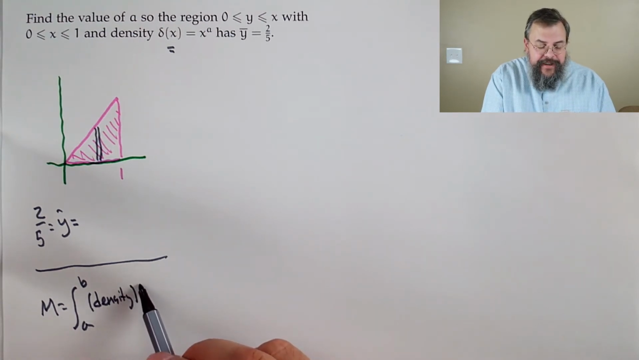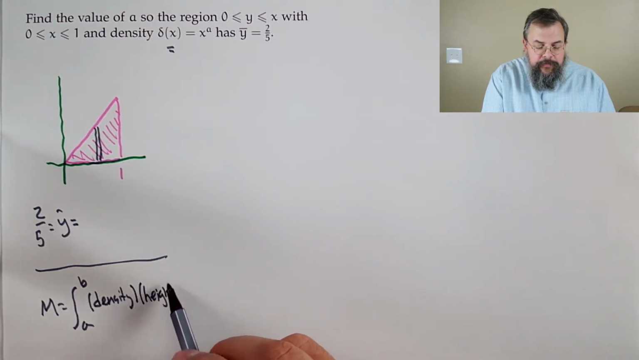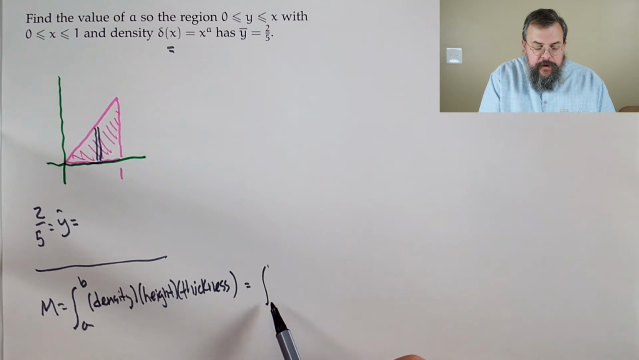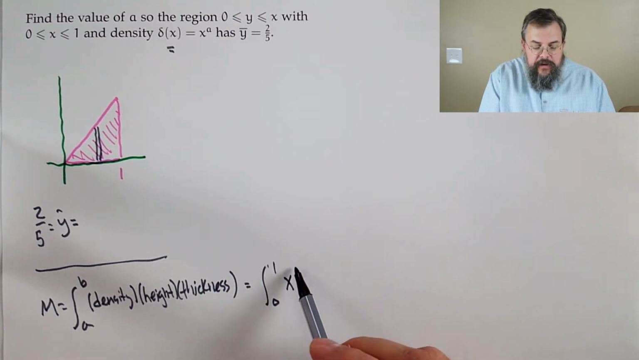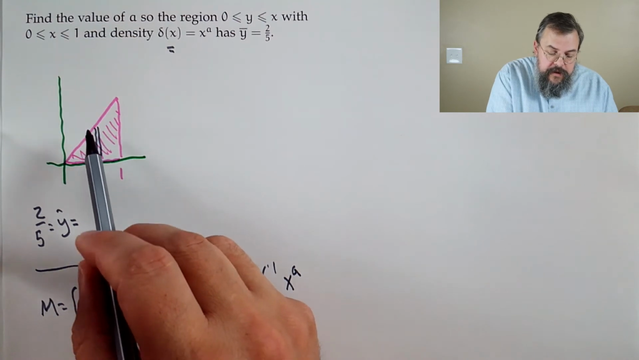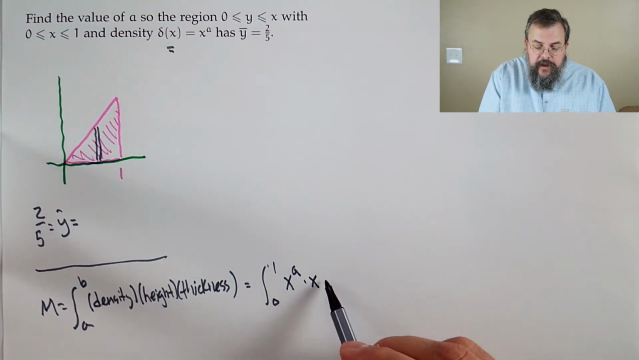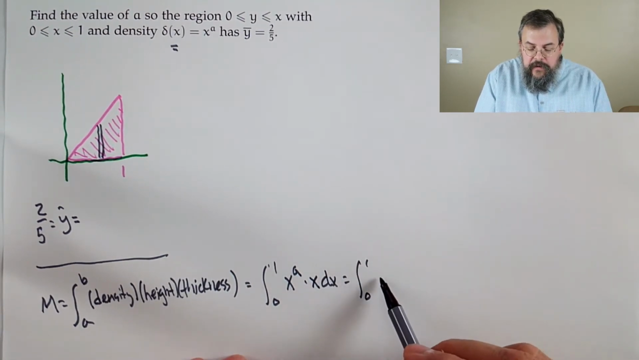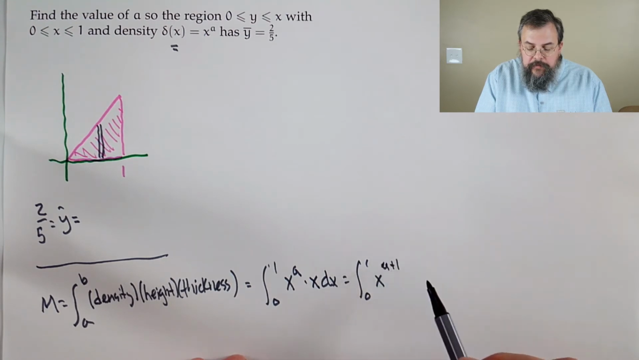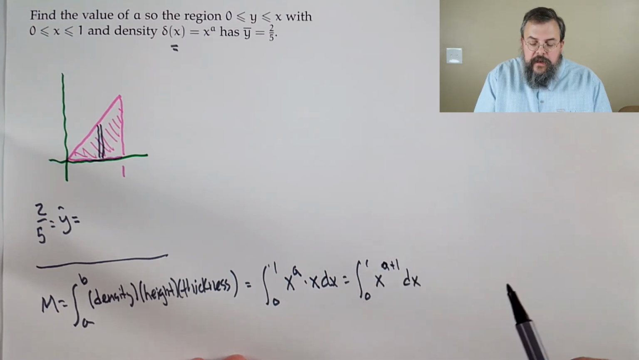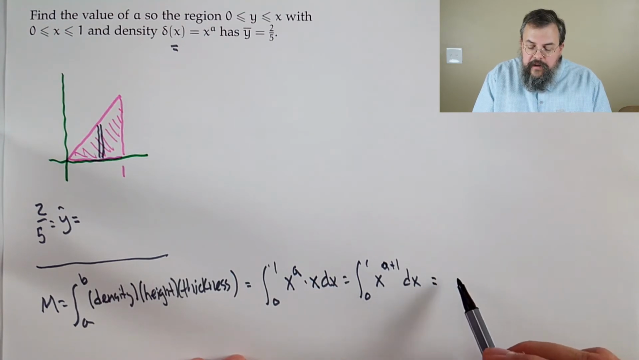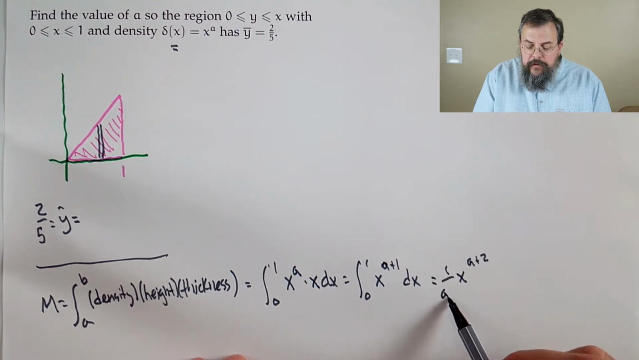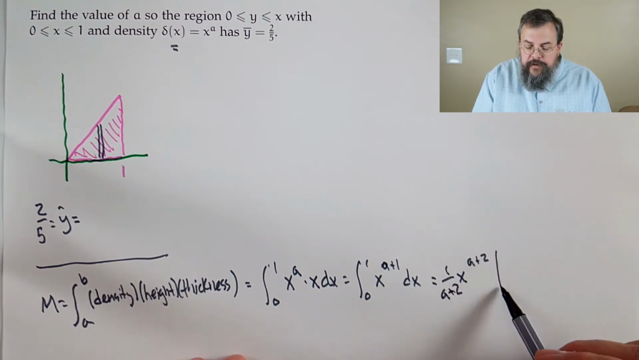So it's density times area, and area is height times thickness. All right, so what does that translate to for us? We're going from 0 to 1. Our density, x to the a. Our height, we're going from 0 up to x, so that's x. Our thickness is dx. So this is the integral 0 to 1 of x to the a plus 1. All right, so far so good. And, well, that's an easy integral. You add 1 to the exponent, a plus 2, and divide by a plus 2. And evaluate from 0 to 1.